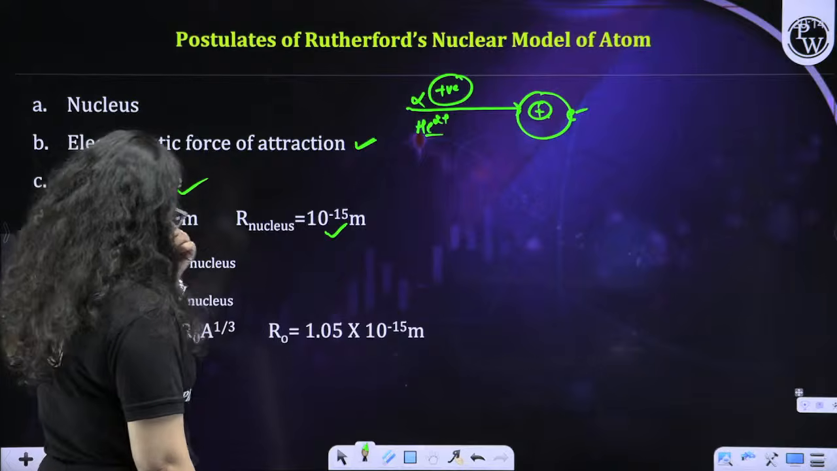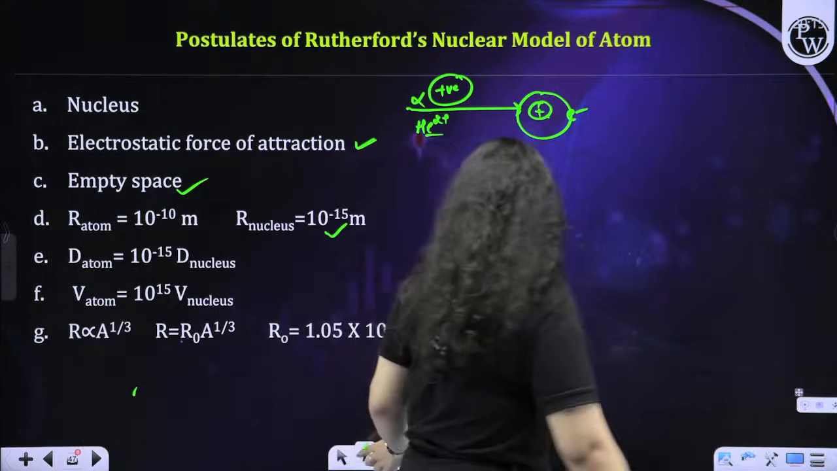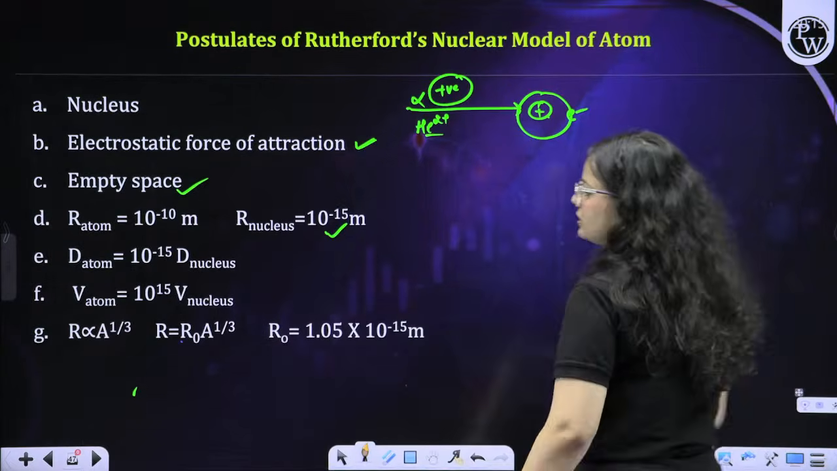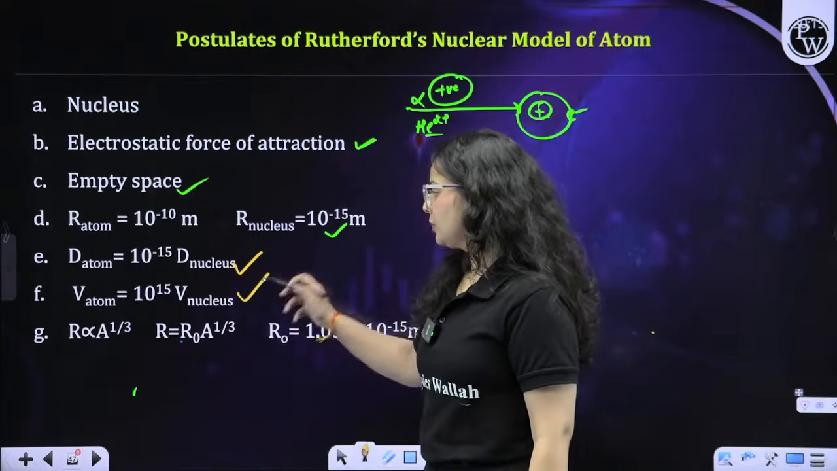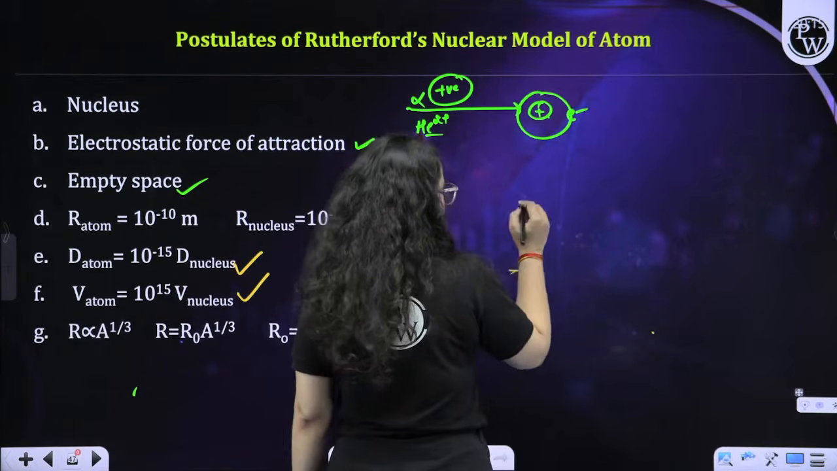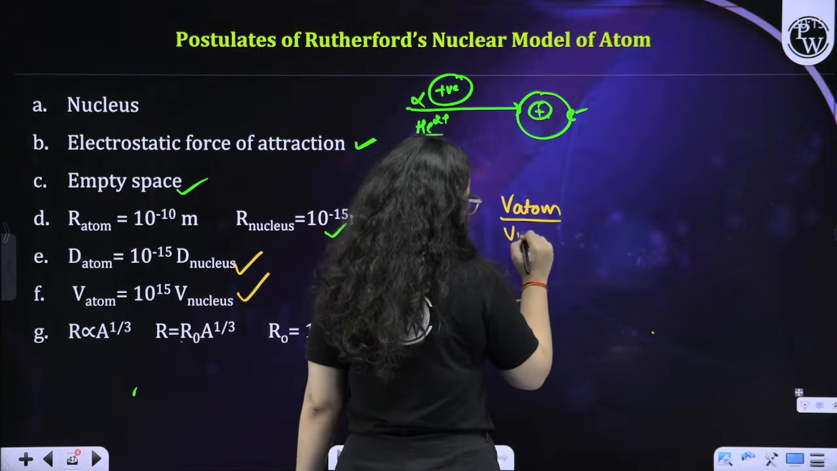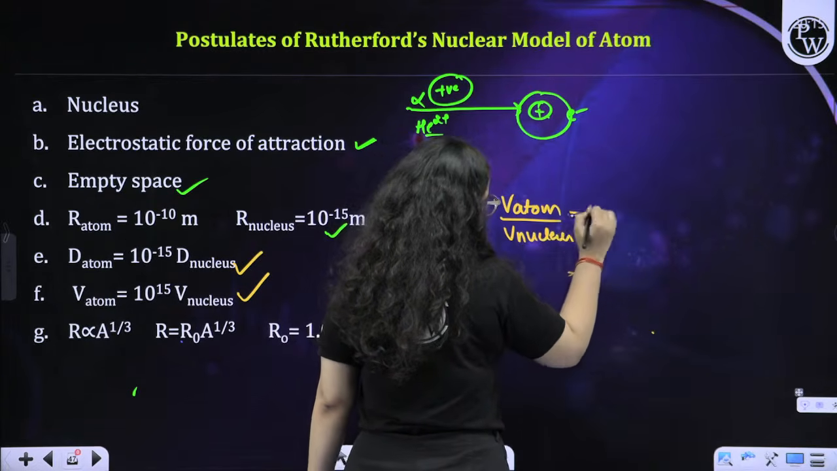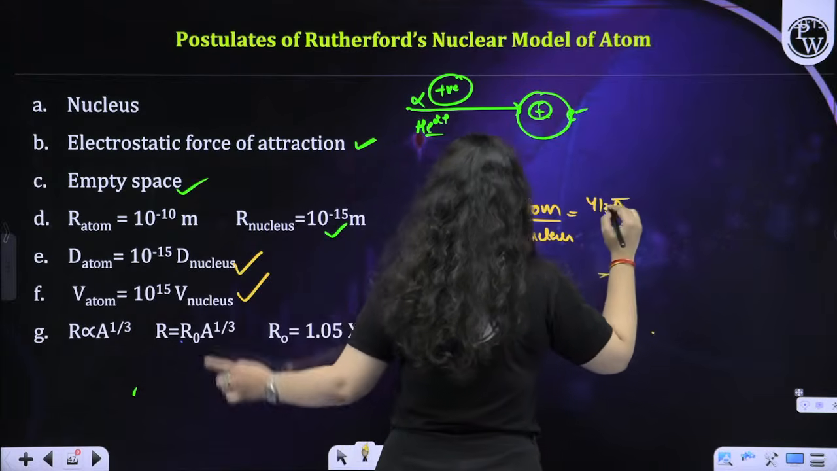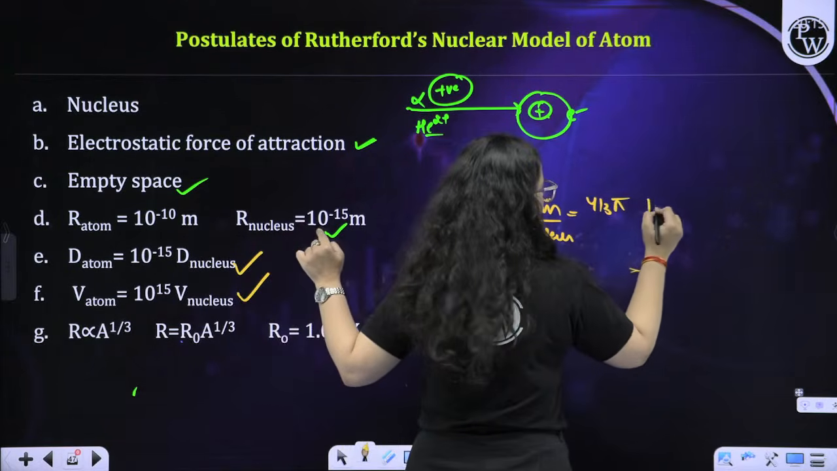Okay, fine. These were all the conclusions. Now another concept is the density term and the volume term. If you want to relate the volume, say the volume of the atom to the volume of the nucleus, the volume is 4 by 3 pi r cube. The radius of the atom is how much? 10 raised to the power.